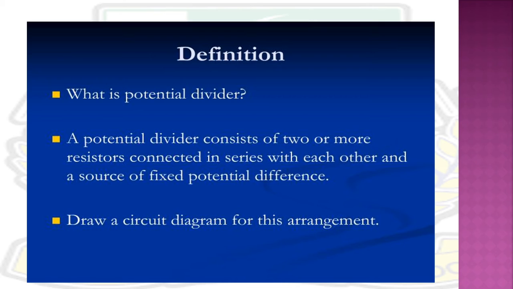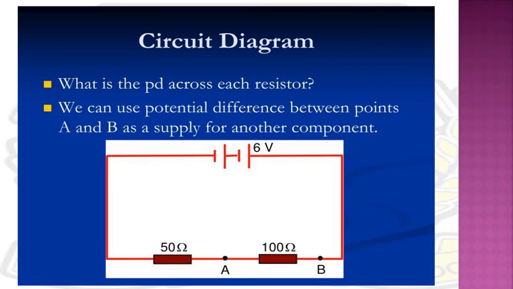We can also draw a circuit diagram for this arrangement. So this is the circuit diagram. What is the potential difference across each resistor? We can use the potential difference between points A and B as a supply for another component. You can see that R1 is 50 ohms and R2 is 100 ohms. They are both attached in series, and we want to find the potential difference from point A to point B.